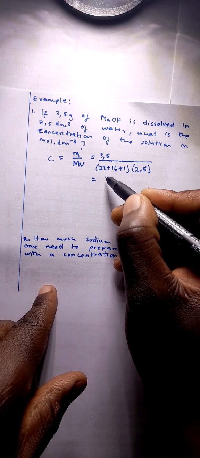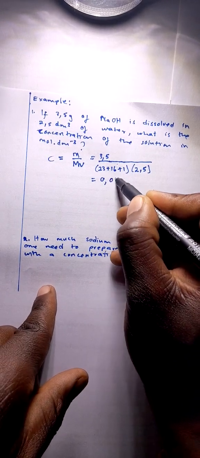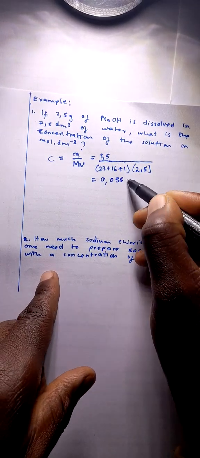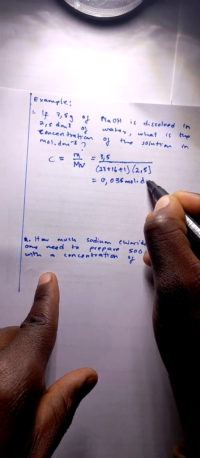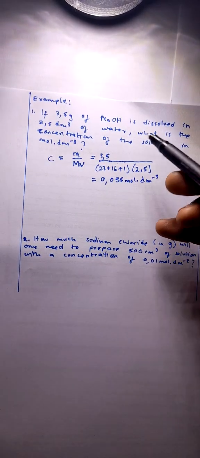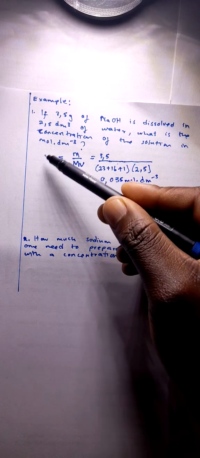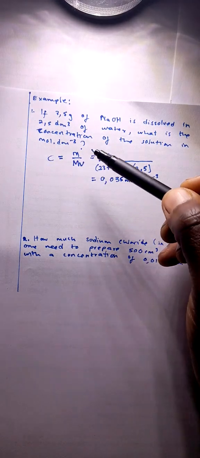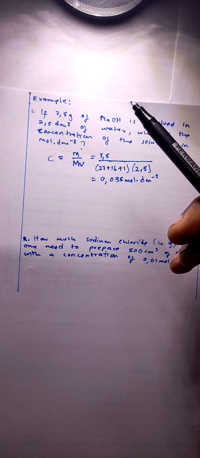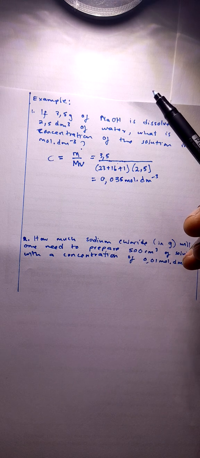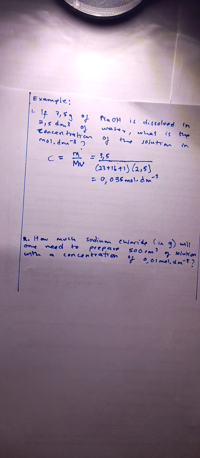Okay, so your concentration is 0.035. What is the SI unit for concentration? It is mole per cubic decimeter. Please also take note here, we use a capital C, guys, for concentration. All right, not a small letter c, because the small letter c represents centi. Okay, so you must use the correct symbols and the correct SI unit.